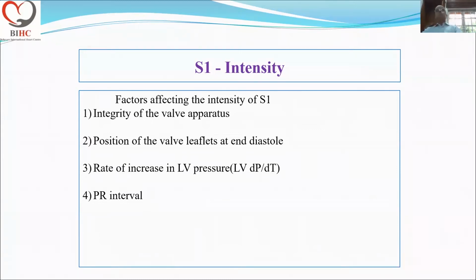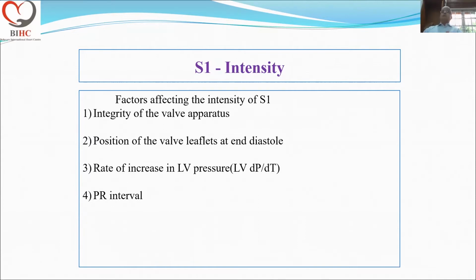Then we drew the comparison with the strength of the arm that is closing the door. A strong arm and a young arm produces a loud sound. The equivalent in the heart is the rate of rise of left ventricular pressure. It is the rise in the LV pressure which causes the mitral valve leaflets to close. So if the rate of rise of pressure is slow, what you get is a dull sound, as would happen in a myocarditis or myocardial infarction.